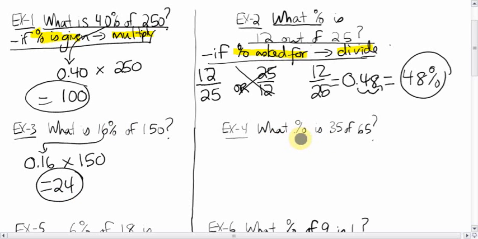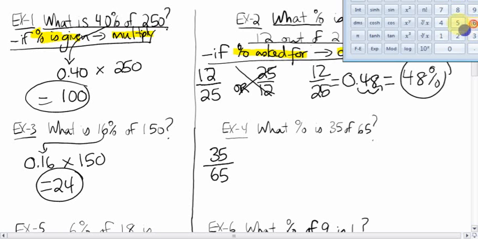What percent here, we're asked to find a percent, is 35 of 65? If you're asked to find percent, you divide. Who's the denominator? Who's going to go in the bottom? 35 of 65. 35 out of 65. It's like this. 35 out of 65. 35 divided by 65.